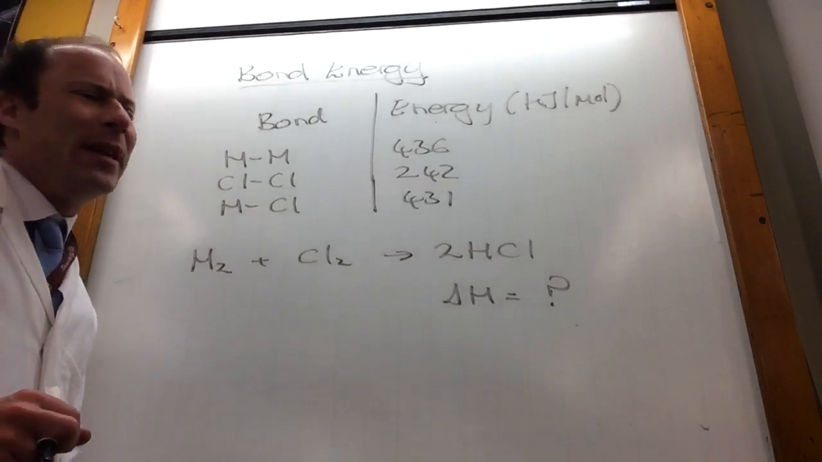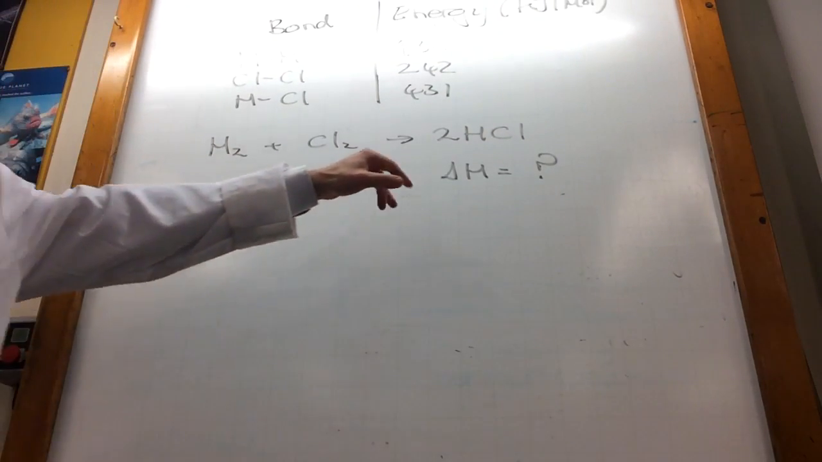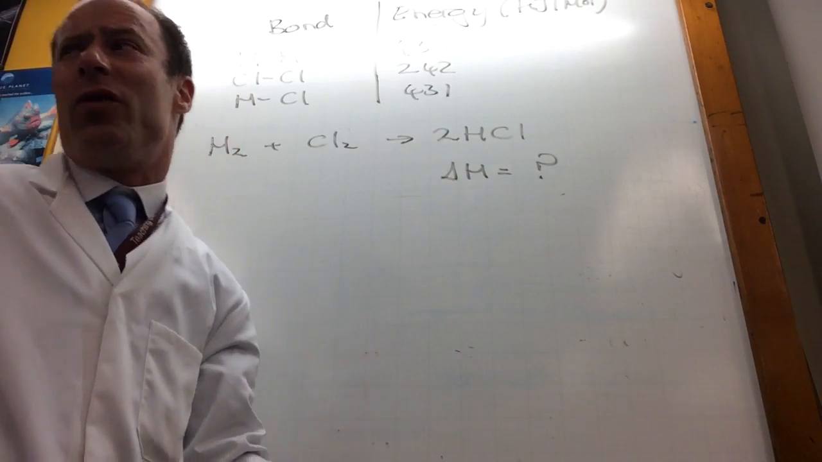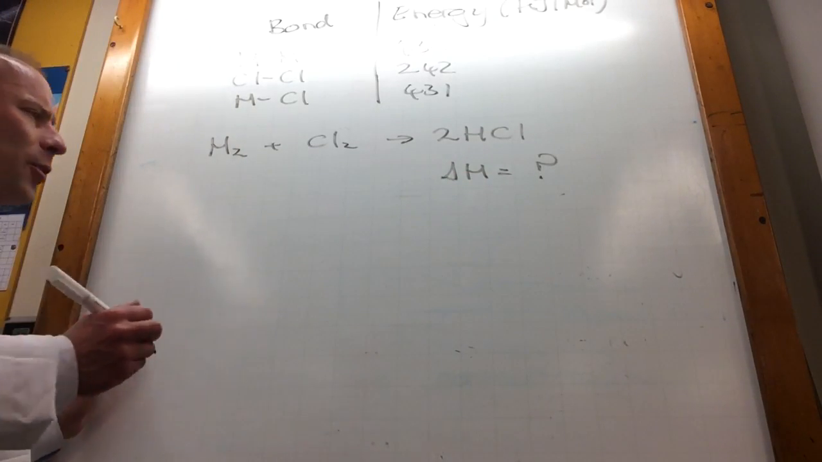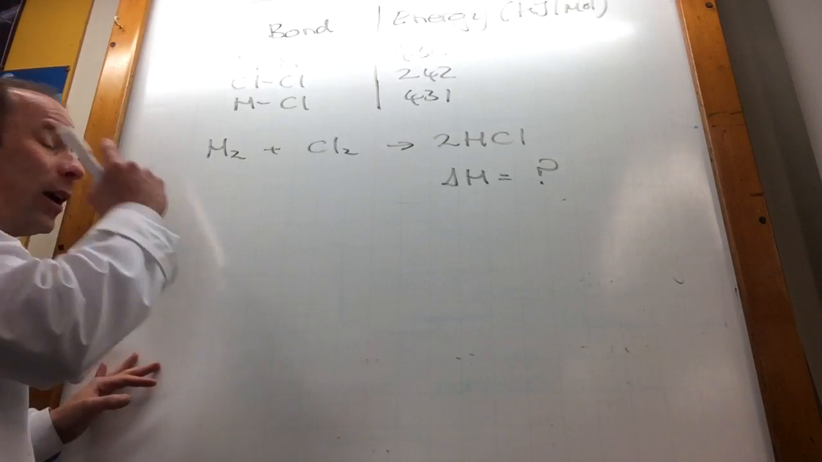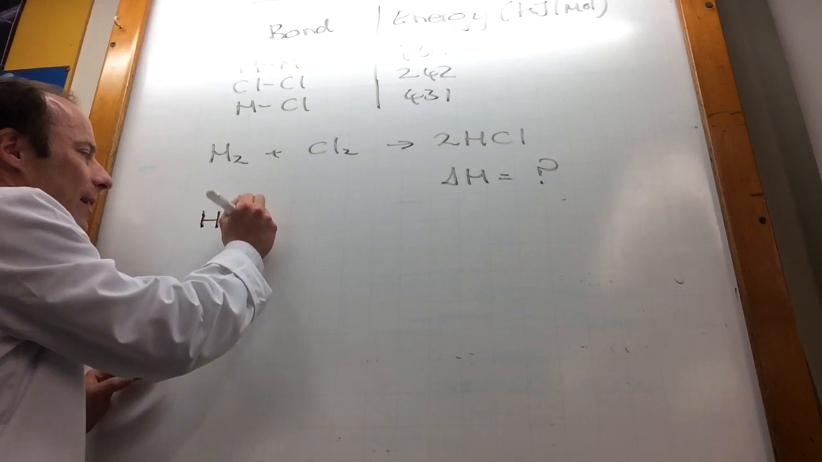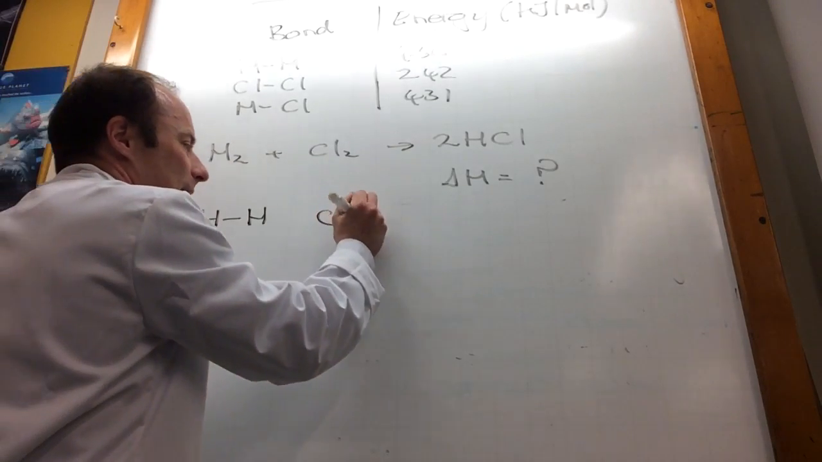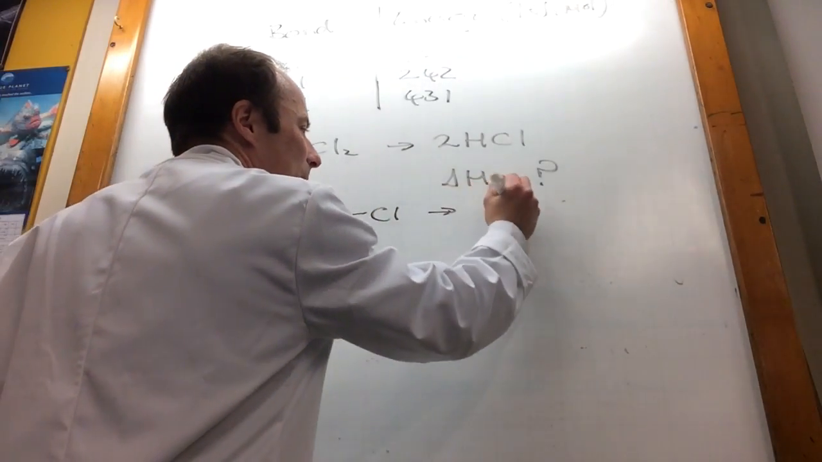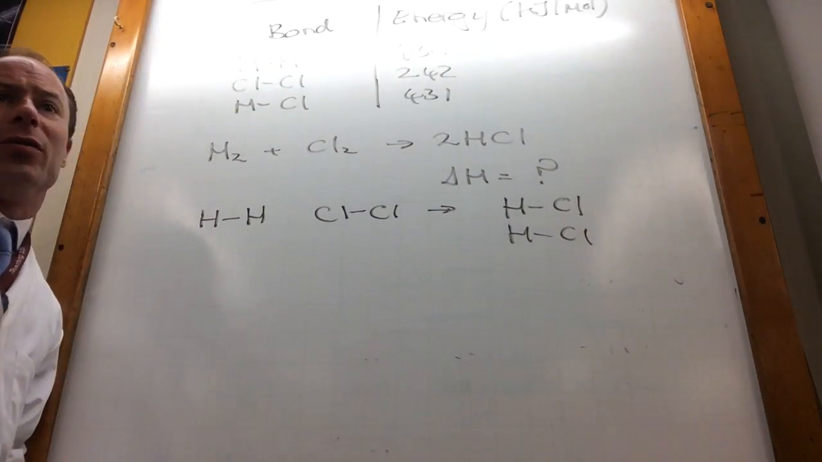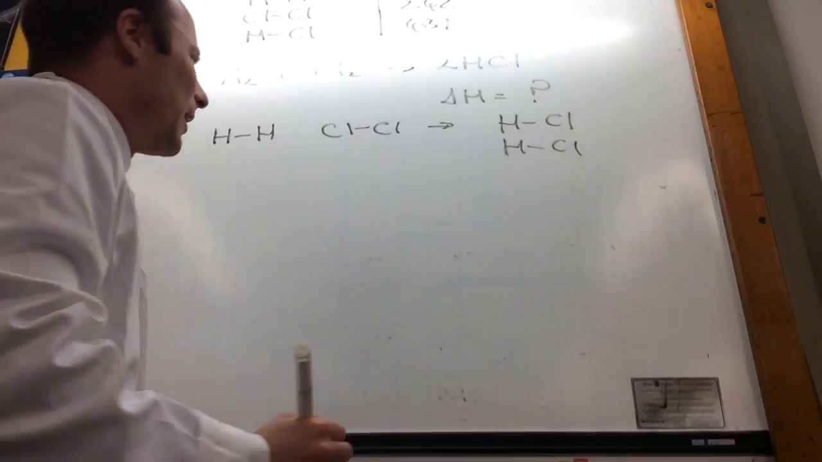If they then give me the equation, I can work out what delta H is going to be. As long as you follow these rules, you'll be fine. The first thing to do, well, what I would do is I would draw these guys out. So I've got an HH, Cl-Cl, giving me two HCl molecules, like so. So just draw it out.